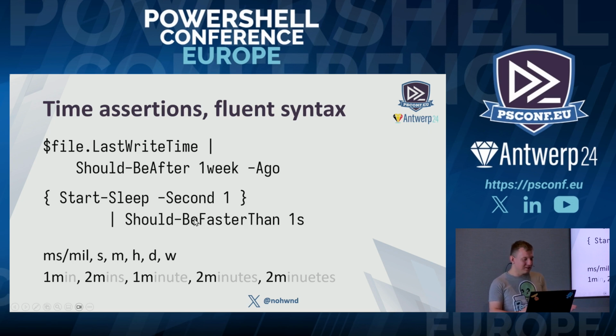So another assertion that's there, it should be faster than, if you want to measure some speed. You don't have to wrap it yourself into a stopwatch or into a measure command and then compare it, painstakingly creating a time span from either the correct syntax or from seconds. You just say, here's a script block or a time span, and it should be faster than 1 second. It runs, reports, and yes, go on, your question.